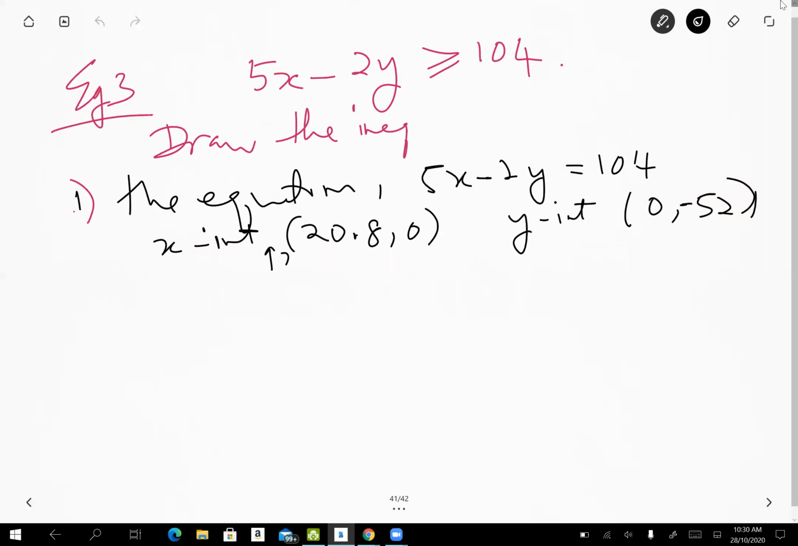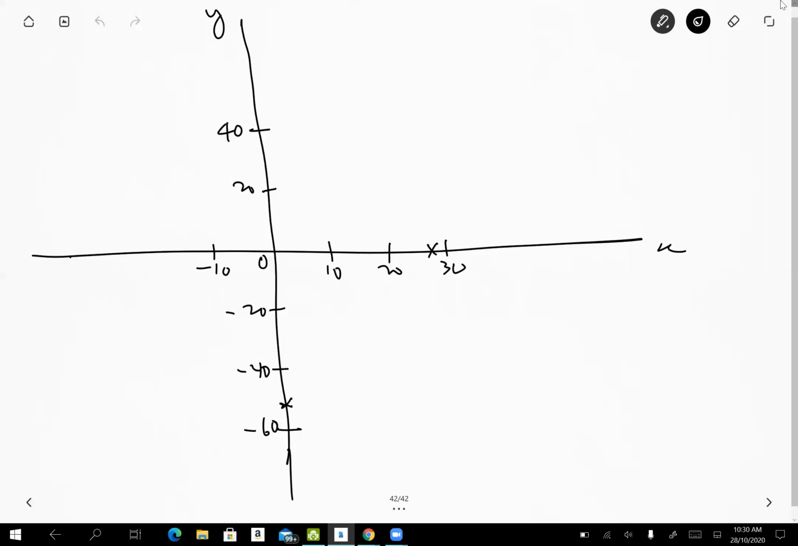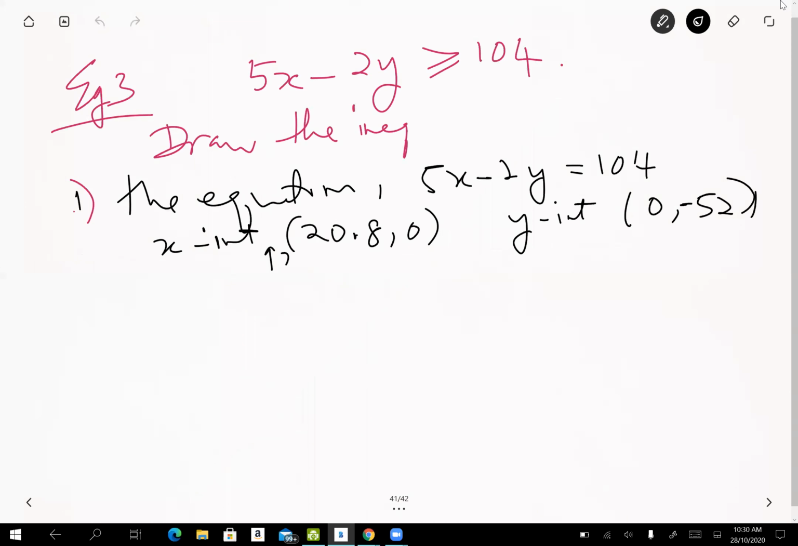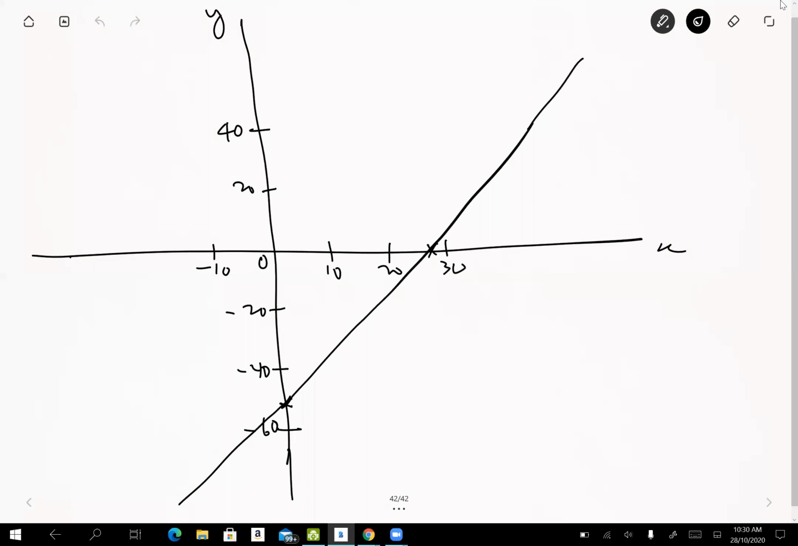Right, 52, okay. So you got the line, you draw it like that, and this is 5x minus 2y bigger or equal to 104. So 5x minus 2y bigger or equal to 104. Okay. So you take a point 0, 0.